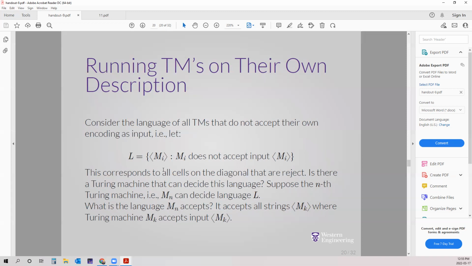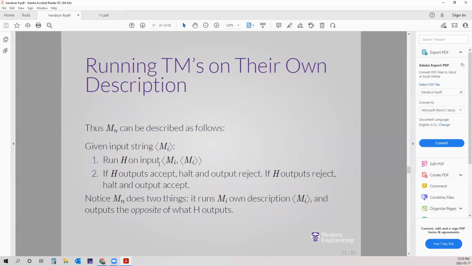Suppose the nth Turing machine, Mn, can decide the language L. What is the language Mn accepts? These are the questions that we have to ask ourselves about it. It accepts all strings Mk where Turing machine Mk does not accept input Mk. Thus, Mn can be described as follows. Given input string Mi, run H on input Mi, with Mi itself as input. If H outputs accept, halt and output reject. Here, I told you the philosophy: if it's accept, then we will reject. If it outputs reject, then we will accept.